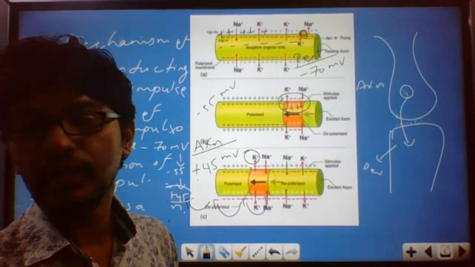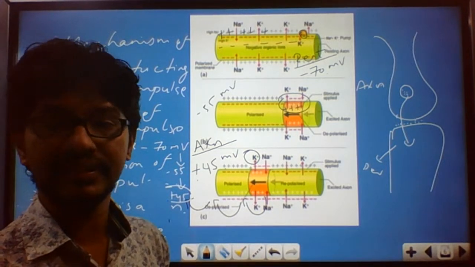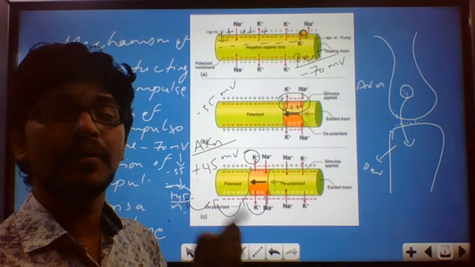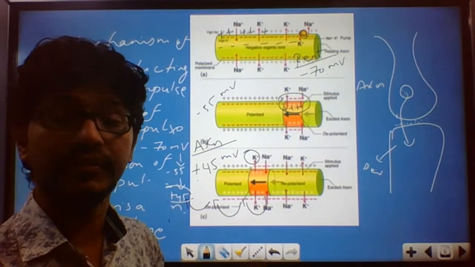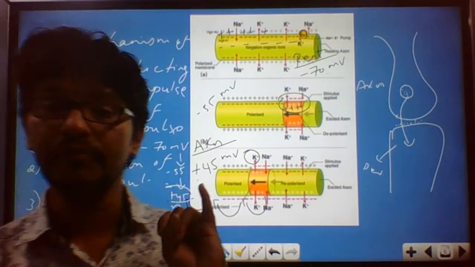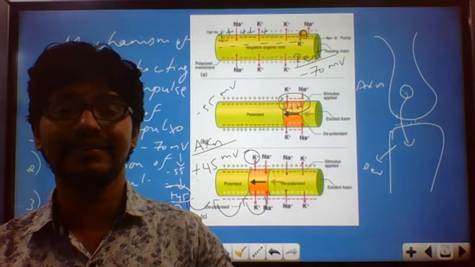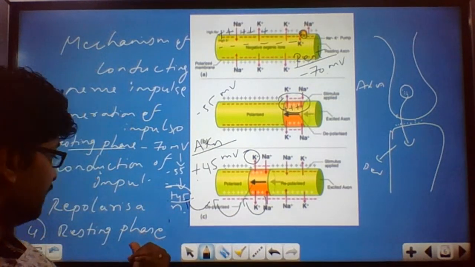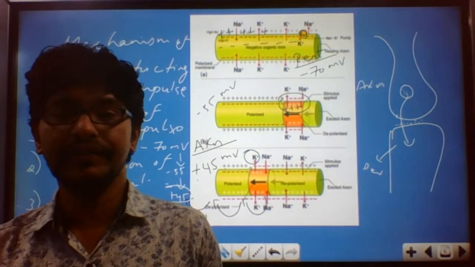Transport sodium outwards and potassium into the cell. Because already in a normal condition, potassium is present inside. When the impulse is about to generate, potassium starts going out and sodium starts coming inside. First, only the sodium pump opens. Second, the potassium pump opens, and the third time, when it goes to the last condition, the resting phase, both the sodium and potassium pumps start functioning together.